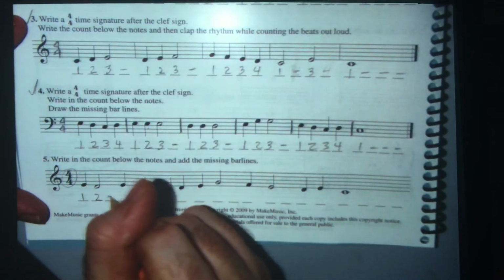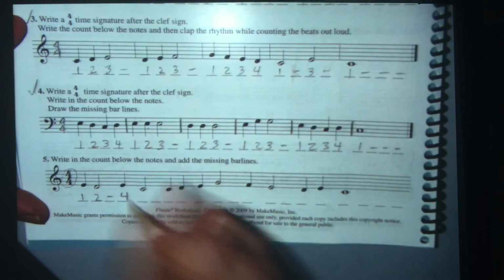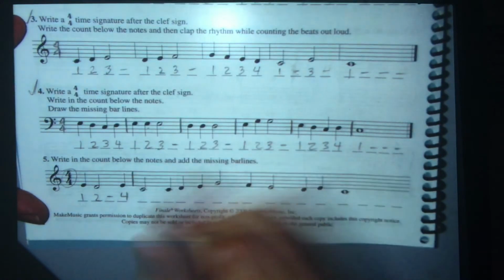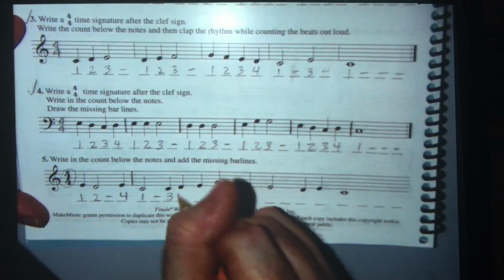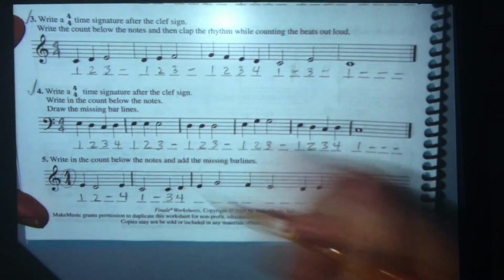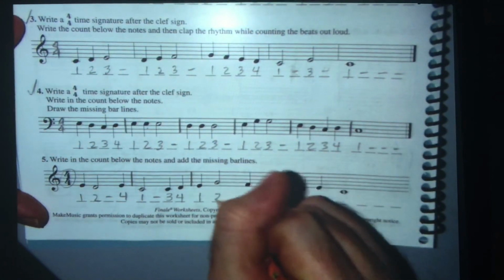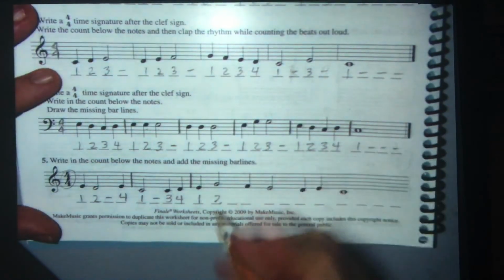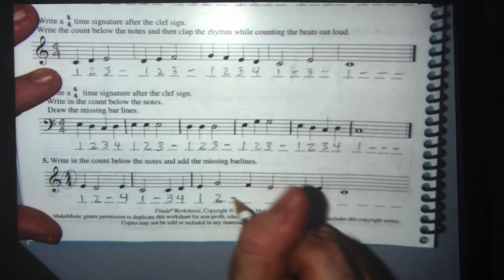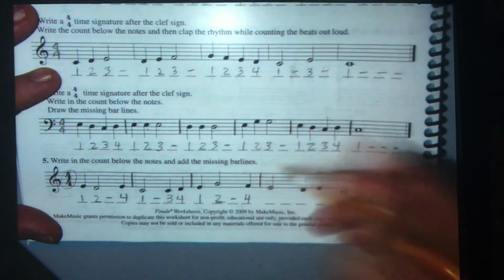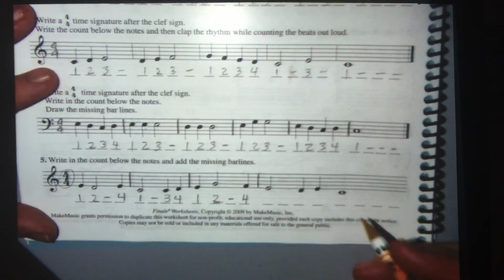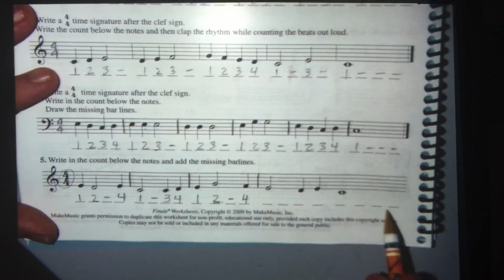1, 2, dash, 4. And draw your bar line. 1, dash, that would be 2, 3, 4. 1, 2, oops. Dash, 4. Always after 4, because that's where the next measure begins. And you can do the rest on your own.